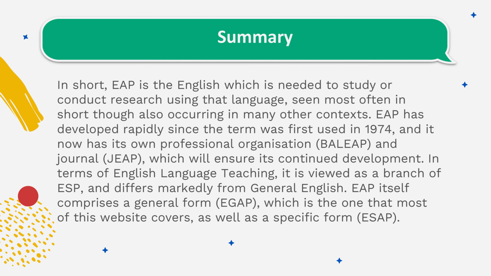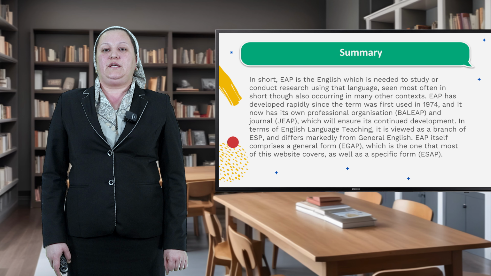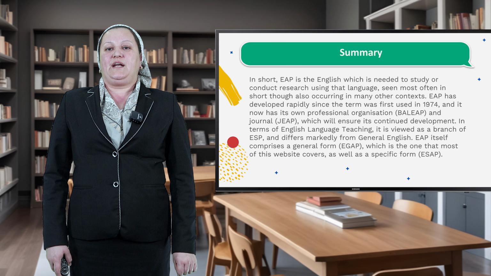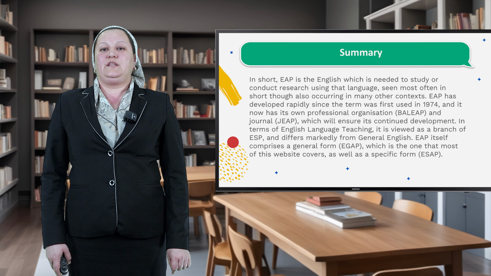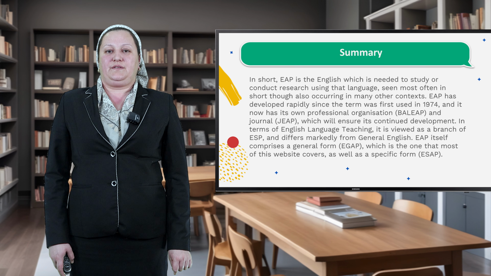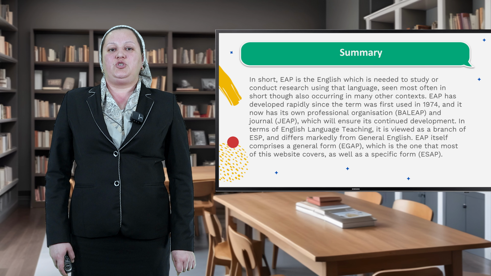In short, EAP is the English which is needed to study and conduct research using that language, seen most often in short pre-sessional courses to prepare for undergraduate study, though also occurring in many other contexts. EAP has developed rapidly since the term was first used in 1974, and it now has its own professional organization and journal, which will ensure its continued development. In terms of English language teaching, it is viewed as a branch of ESP and differs markedly from General English.